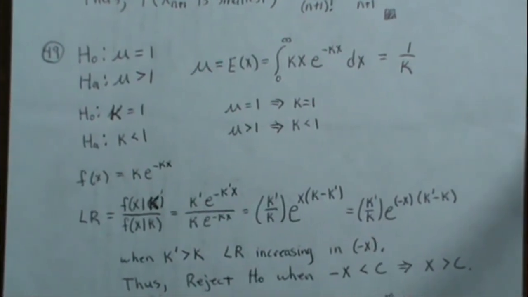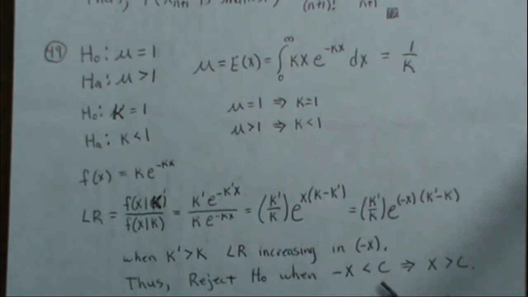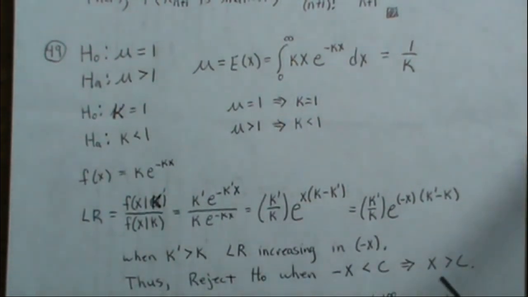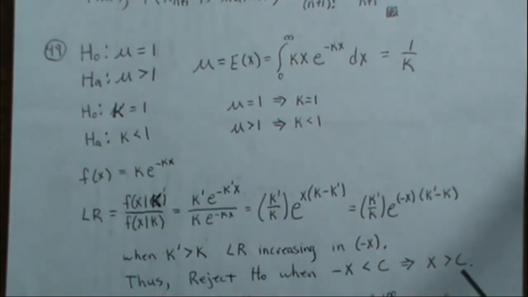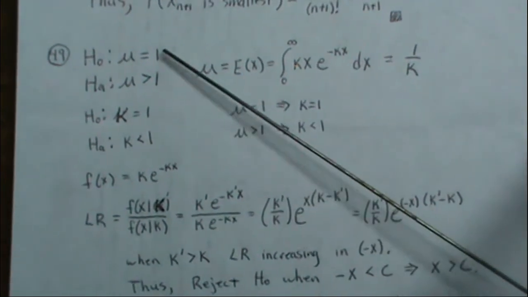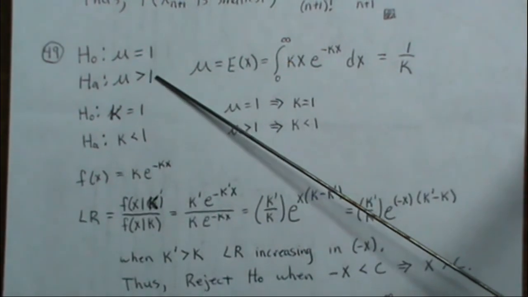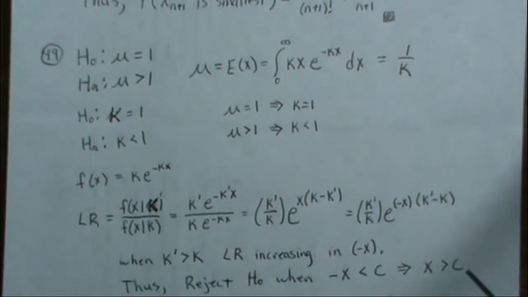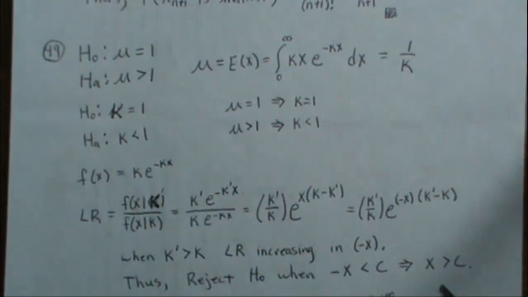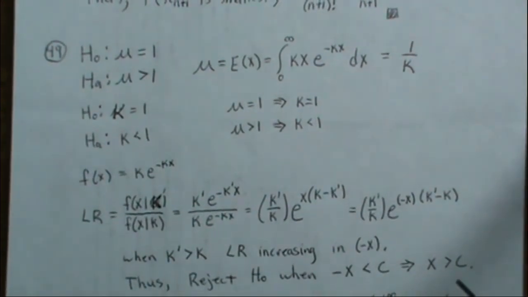So if that's the case, then we reject H naught when negative x is less than c. But this also implies that we're going to reject when x is greater than c, okay? And so somehow I think you probably could rationalize that if we want the mean of 1, or is it really greater than 1, you could probably jump to this, the rejection region. We're going to reject if our x is too big, meaning the mean is much, much greater than 1. We're going to pick some c here.